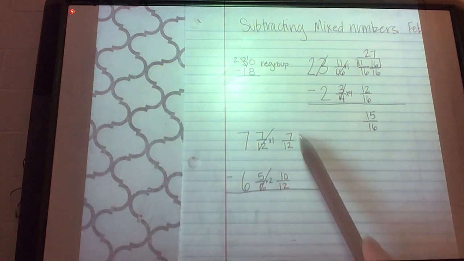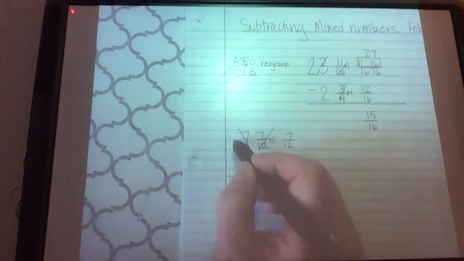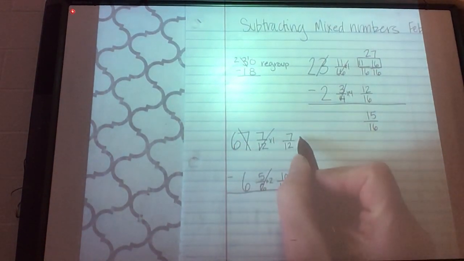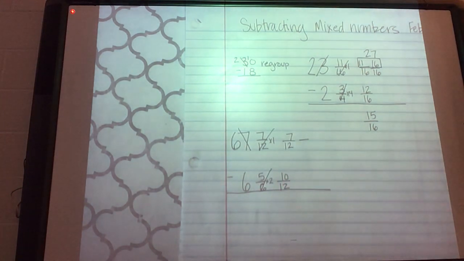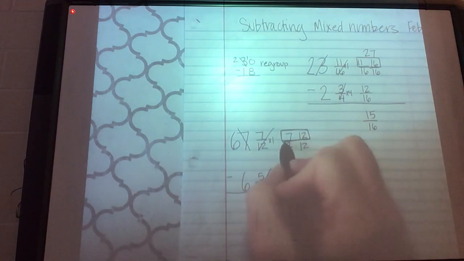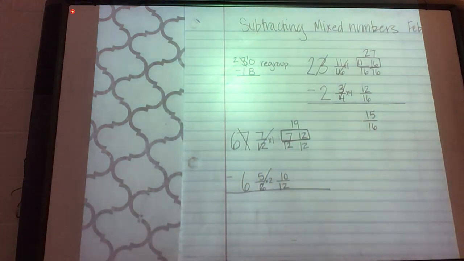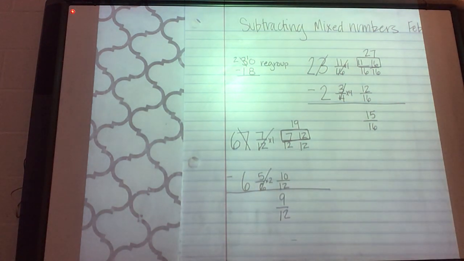Can you have 7 and take 10 away? No. So we are going to go here and regroup, and that becomes a 6. What is my denominator? 12. So the whole I took away looks like 12/12. If I took 12/12 away, how much do I have on top now? 19/12. So 19 minus 10 is 9, so 9/12. And 6 minus 6 is nothing. Good.